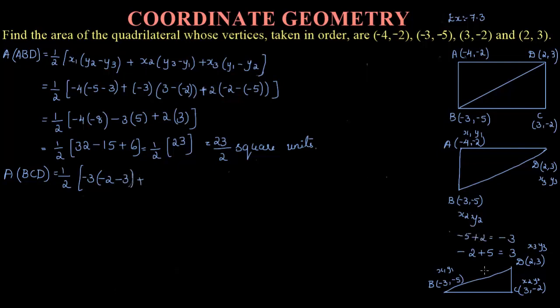So x2 value in this triangle you have 3 into y3. y3 how much do you have? It is again 3 minus y1. y1 it is minus 5, right? So let me just write that in bracket plus x3. x3 you can observe it is 2 into y1. y1 it is minus 5 minus y2. y2 you can observe here is again minus 2. So you will write that in bracket.